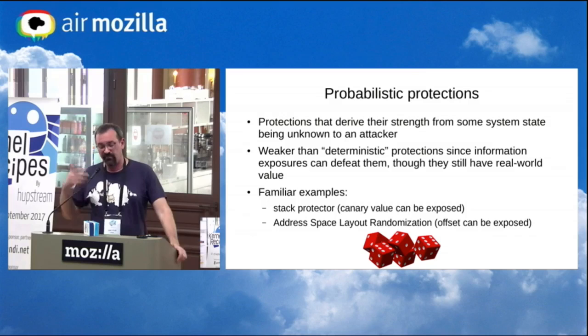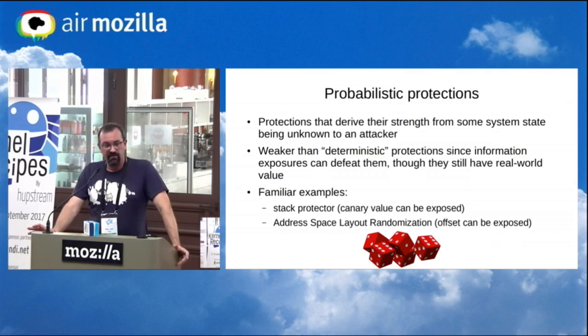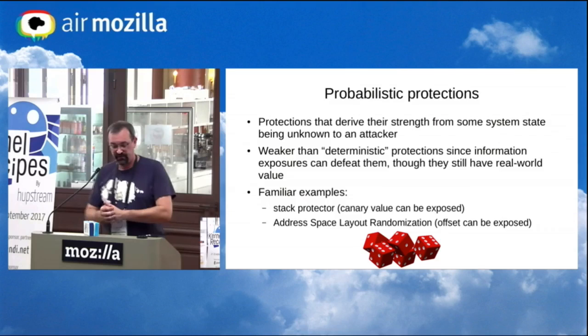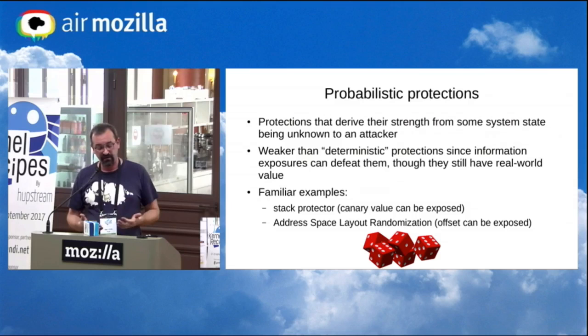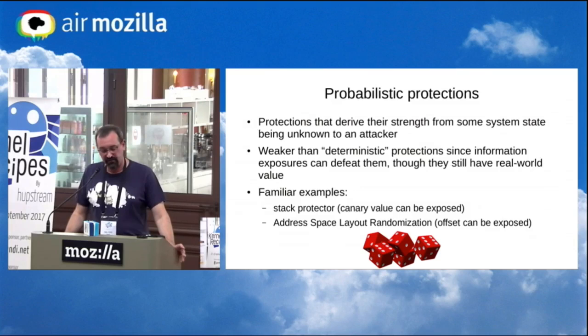So before we get into the protections we've been working on, I think it's a good idea to classify the two basic categories that the protections fall into. These slides are kind of filled with digressions. One type of protection that ends up in the kernel is probabilistic. They depend on a secret that an attacker doesn't know. Passwords are a good example of this. If someone can guess your password, you're done. The stack protector is another good example that a lot of people have seen, and address space layout randomization, where the offset can be exposed to an attacker.